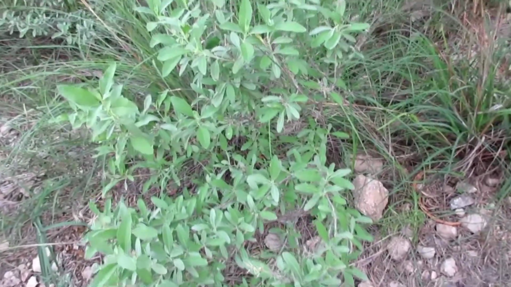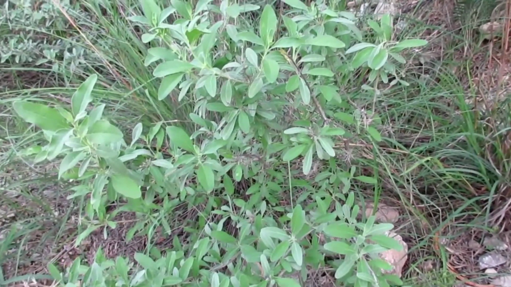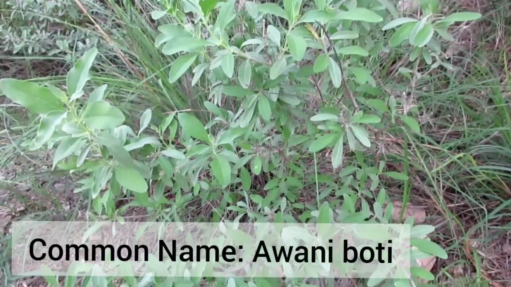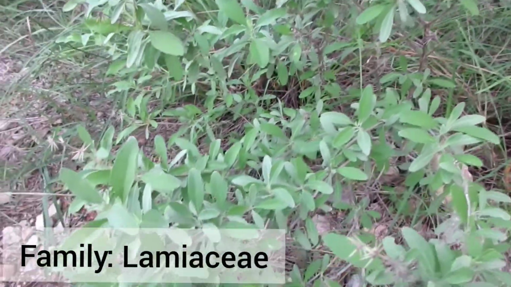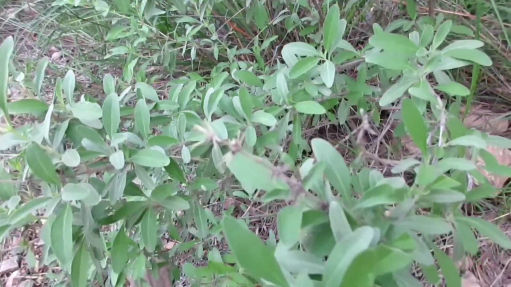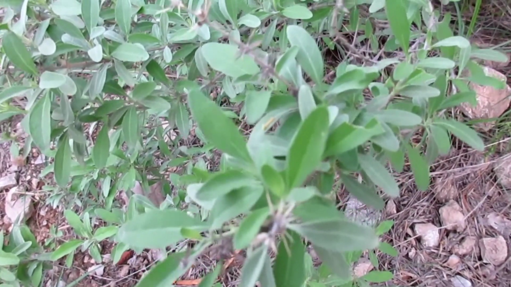This is a small shrub of the salt range region, Nummularia. It is called Otostegia limbata, while in Saraiki it is called Avani booty. These are important medicinal plants, and the aerial parts are crushed to obtain powder. This powder is used for eye complaints as well as for antifungal, antibacterial, and antimicrobial activities.